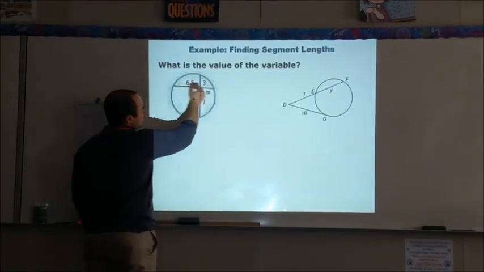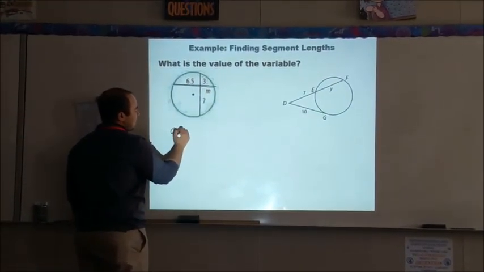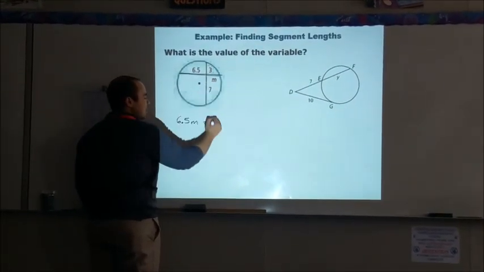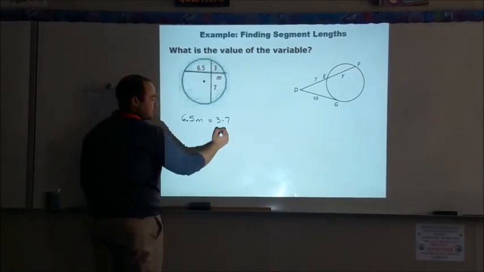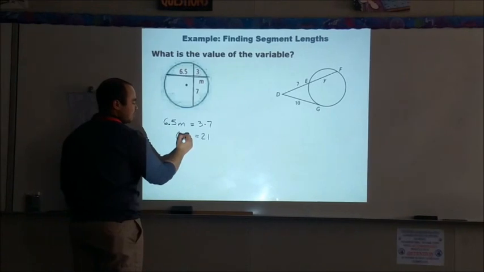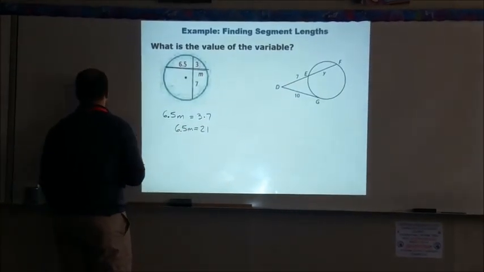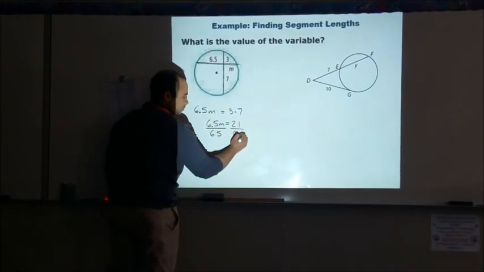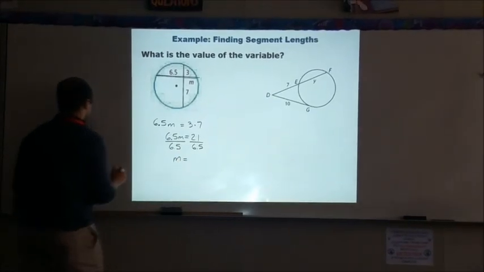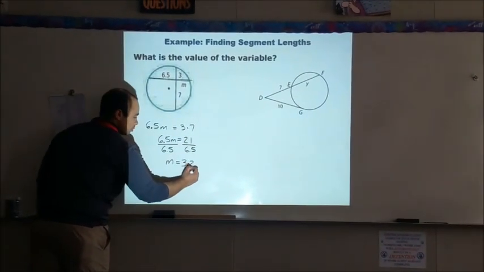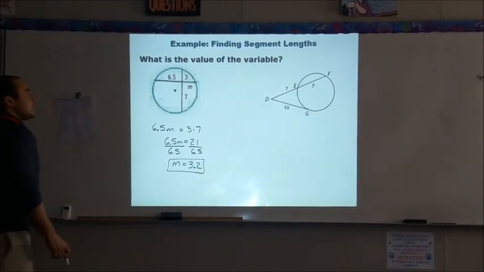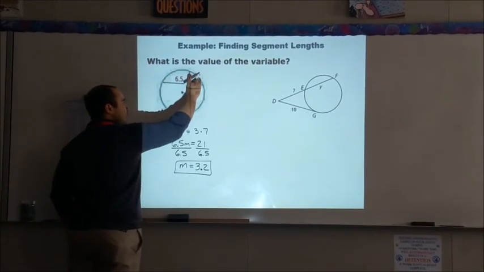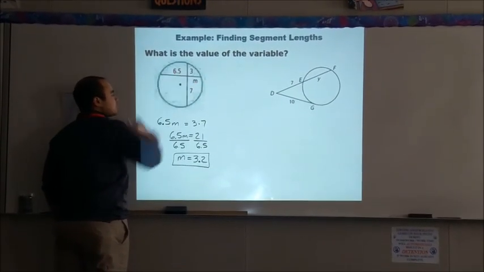So for this chord here, we're going to have 6.5 times m, so just 6.5m, equals 3 times 7. Well, 3 times 7 is 21. So I've got 6.5m equals 21. To solve this, I'm going to divide both sides by 6.5. And I've got m equal to 3.2. So the length of m is just 3.2. Those are some of the easier ones. Just remember, you multiply piece and piece equals piece and piece.